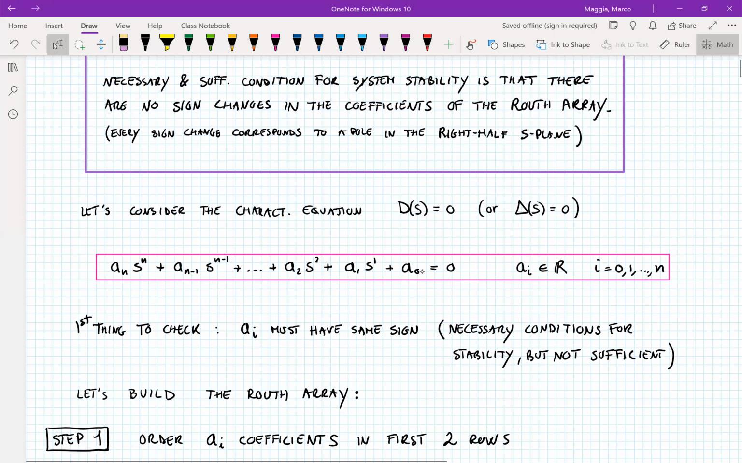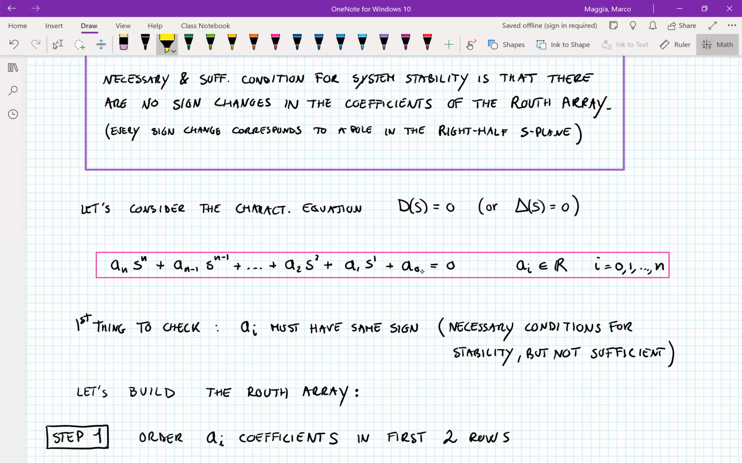It all starts from looking at the characteristic equation. The characteristic equation, as we saw last time, can be written as usual as a polynomial equation with real coefficients. And the first thing to check is the sign of these coefficients. Again, this is not the Routh-Hurwitz criterion, but this is something that you can check beforehand before constructing the Routh-Hurwitz array.